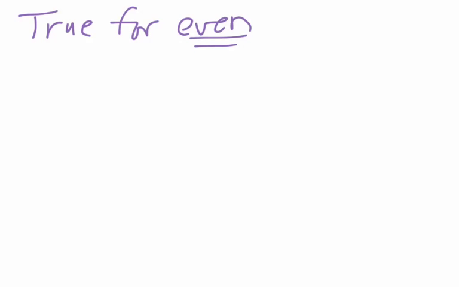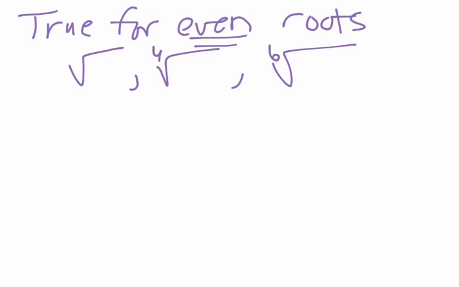So this is only true for even ordered roots. Sorry, I just went to change the color. True for even roots. So that would be square roots, fourth roots, sixth roots, not that you'll ever see those, but anything that's even. You have to put an absolute value around anything that might potentially be negative.